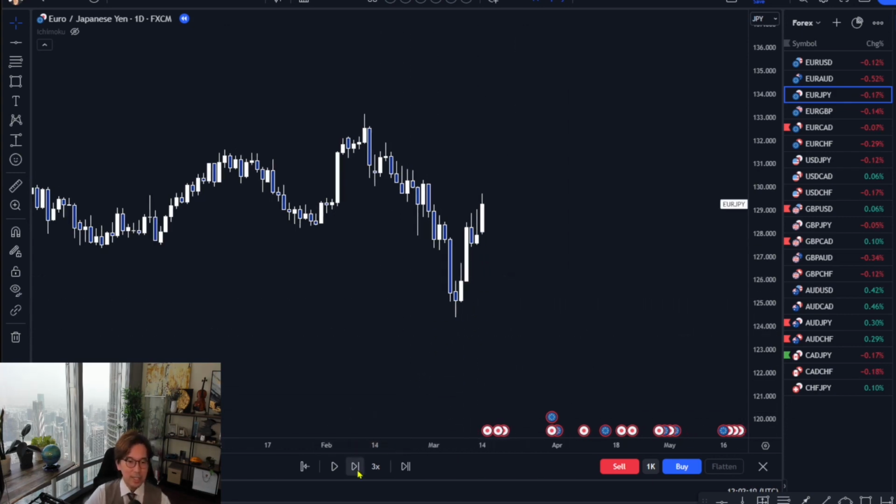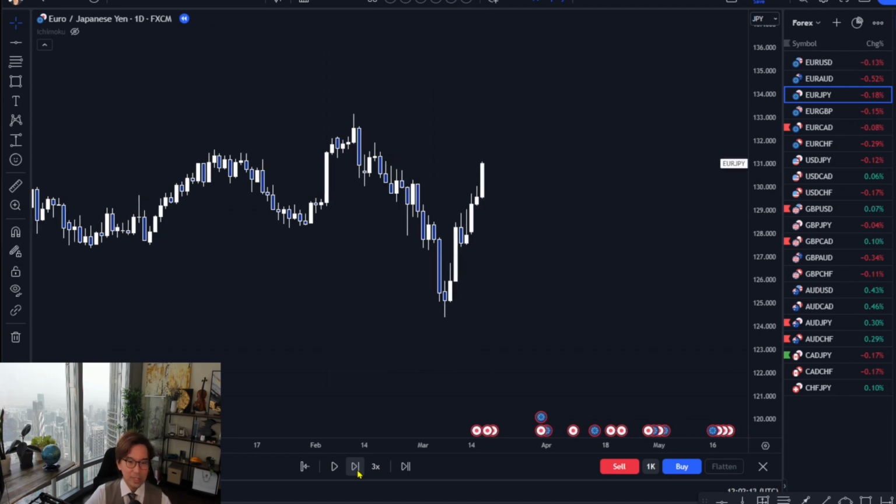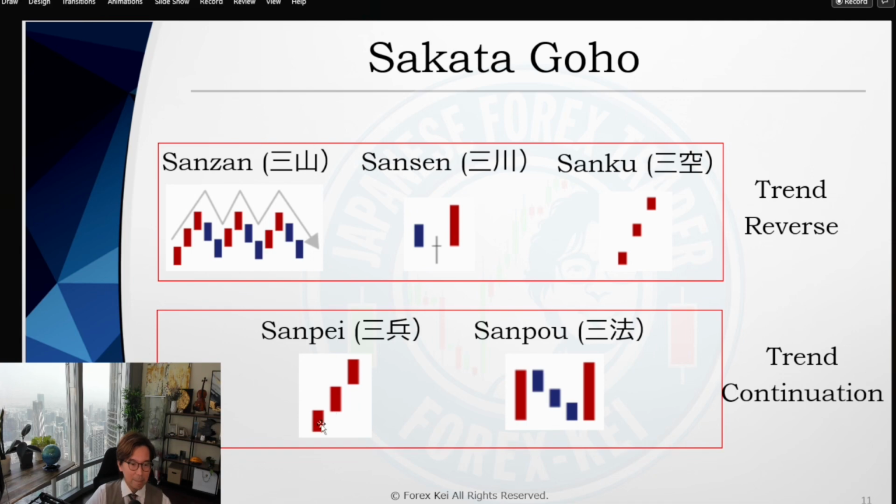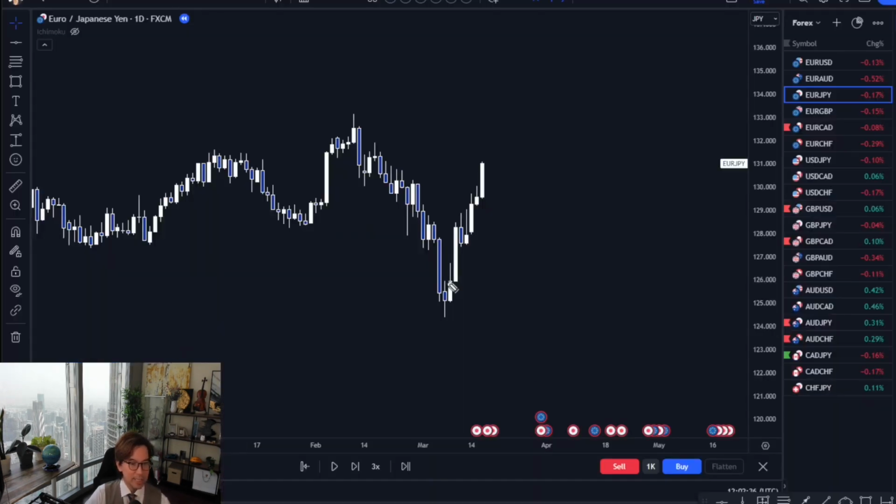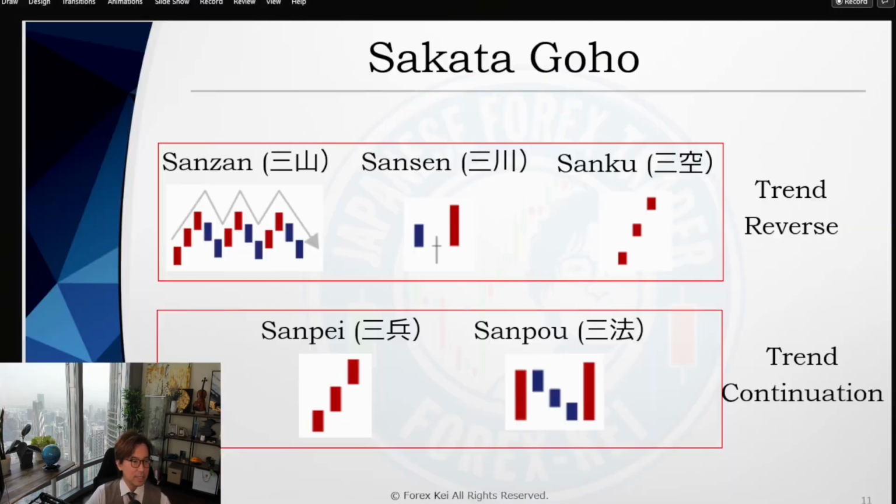So let's see. Okay, so here is the Sanpei. Again, Sanpei is this pattern over here. This is also called thrust up. The high gets higher and higher in consecutive candles. This is Sanpei, and you can see that here. In the original teaching, Sanpei is only 3 candlesticks, but it can continue to more candlesticks.